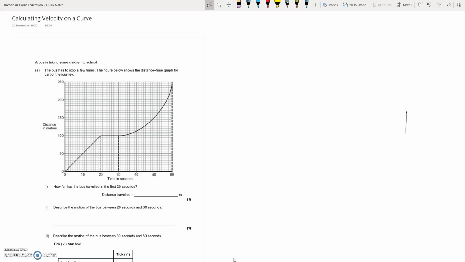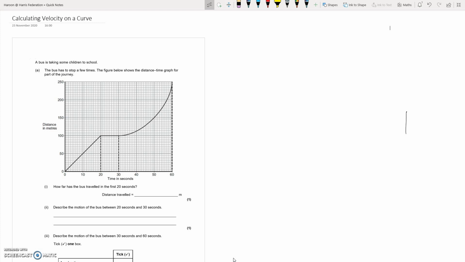So the first part it says is that a bus is taking some children to school. The bus has to stop a few times and the figure below shows the distance time graph for part of the journey. So I can see here I've got distance on my y-axis and time on my x-axis, and then I have lines and gradients showing the motion of the bus.